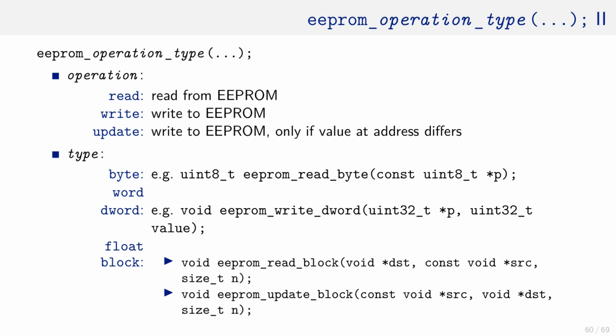As type, there are byte that are 8-bit, word with 16-bit and double word consisting of 32-bit available. Also, floating points can be handled or entire EEPROM blocks can be read and written to comfortably.